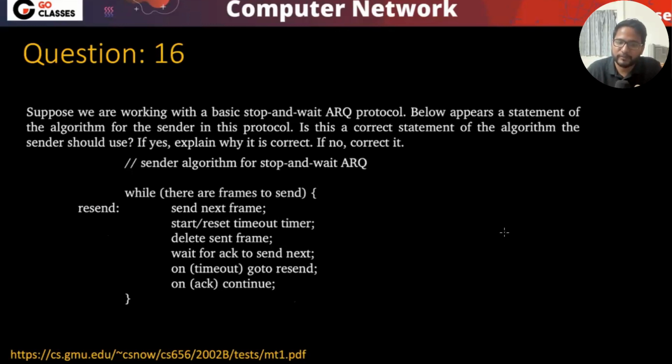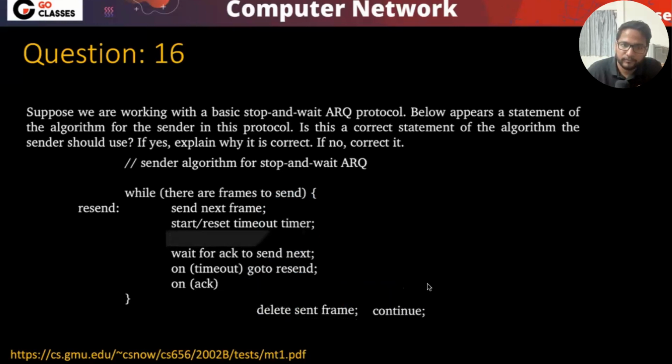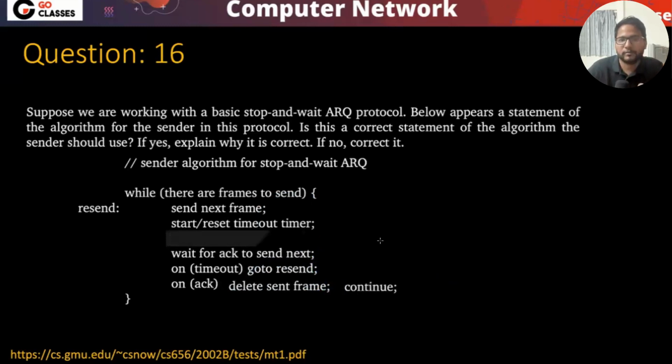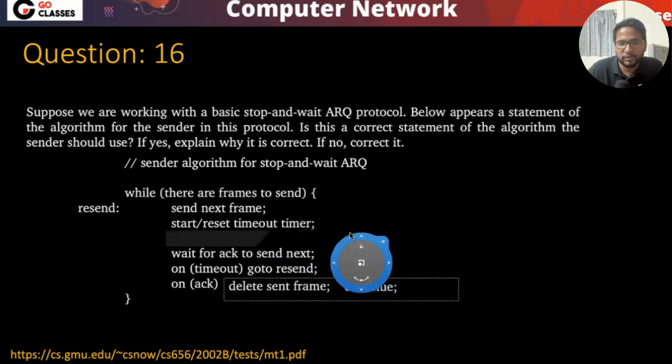There is a little mistake here. Can you identify? Yes. Just after sending, I don't think that after starting the timer, we should be deleting. We should not be deleting immediately, right? We should be deleting only on ACK. So maybe the correct one may look like this. This delete can be here, right? And once you receive the ACK, then you delete the sent frame. Otherwise, don't delete. Don't delete immediately because you may need to resend.